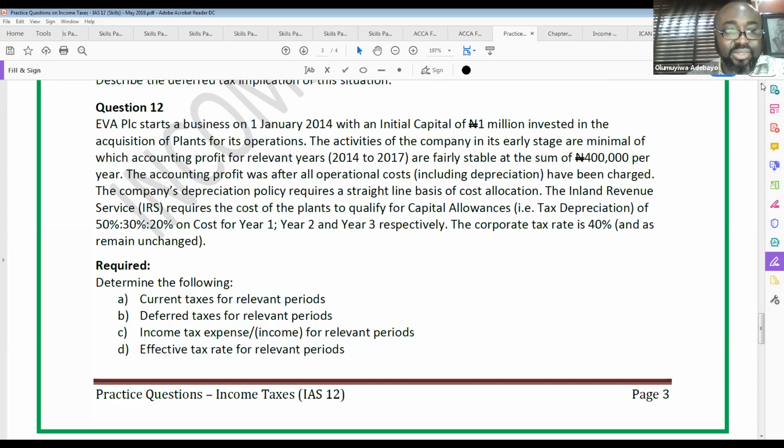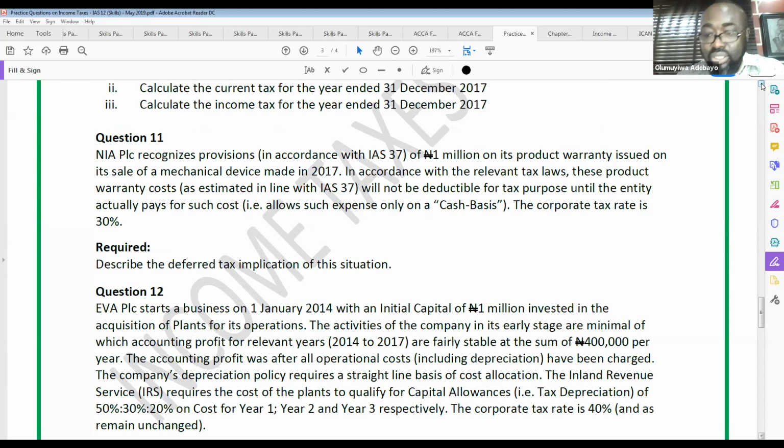That's question 11. NIA PLC recognizes a provision in accordance with IAS 37 of 1 million on its product warranty issued on the sale of mechanical devices made in 2017. In accordance with relevant tax law, this product warranty cost, as estimated in IAS 37, will not be deductible for tax purposes, or is allowed only on a cash basis. The corporate tax is 30%. Describe the different tax implications of this.